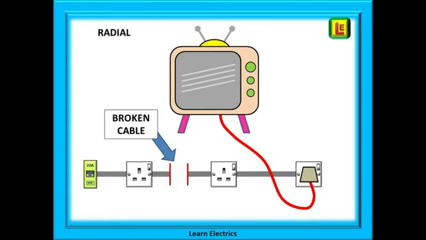Now, let's introduce a problem. Somehow the cable becomes broken. The circuit is no longer continuous. With the radial circuit, the television and everything else after the broken cable stops working. That part of the circuit goes dead, and the customer knows about it straight away.